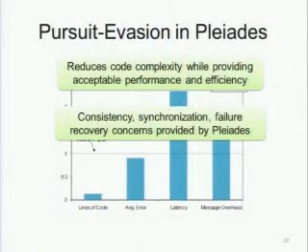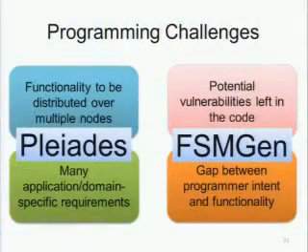And what we found was that, yeah, lines of code, Pleiades obviously does really well. But surprisingly, for the other metrics on which we compared it, Pleiades does well, and it's respectable. Latency is a little high, but that's due to the unoptimized transport layer that we're using. But for everything else, Pleiades does respectably well. So we found that Pleiades can successfully reduce code complexity while providing acceptable performance and efficiency. Also, all these requirements of consistency, synchronization, and failure recovery are handled by Pleiades, and the programmer doesn't need to intervene in those.